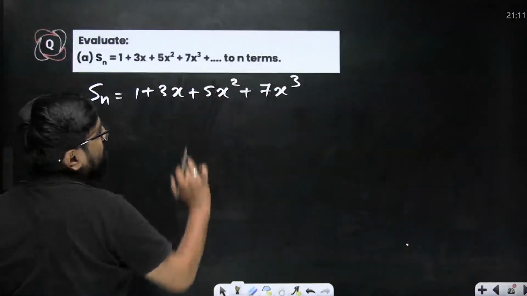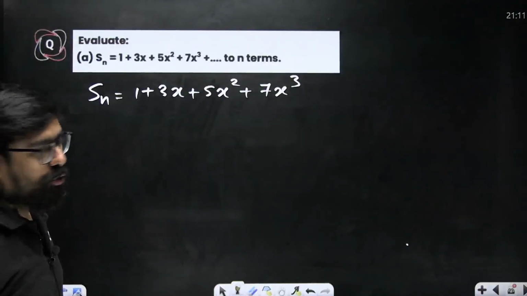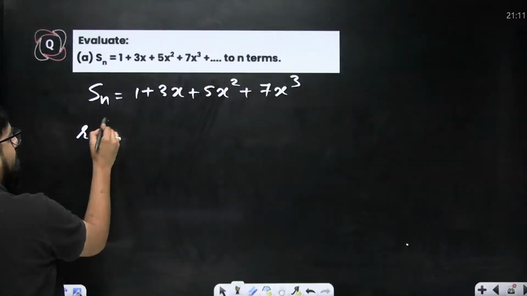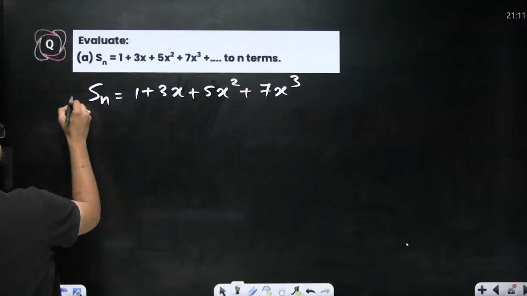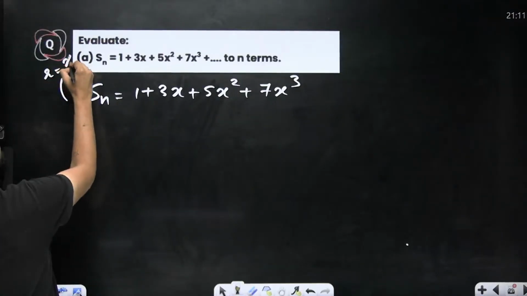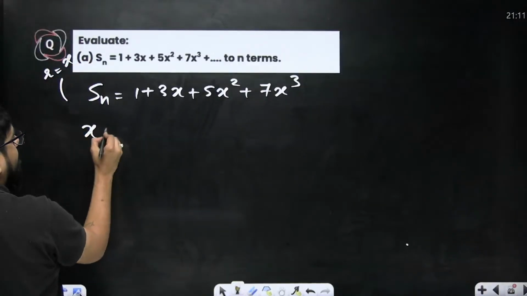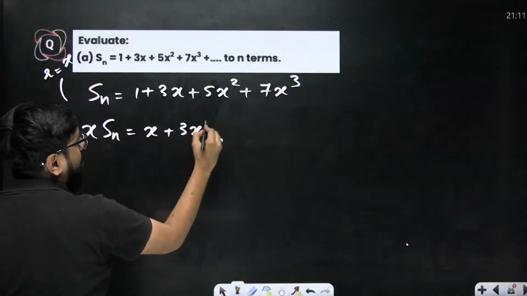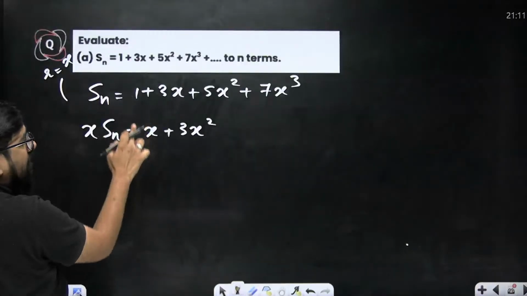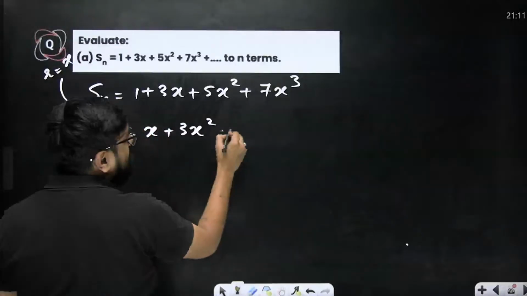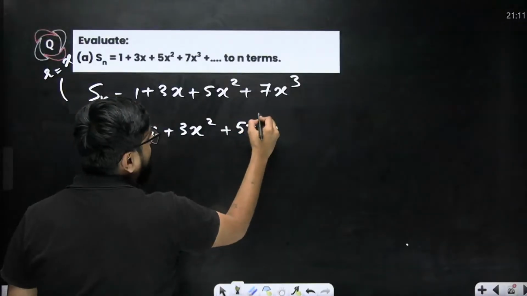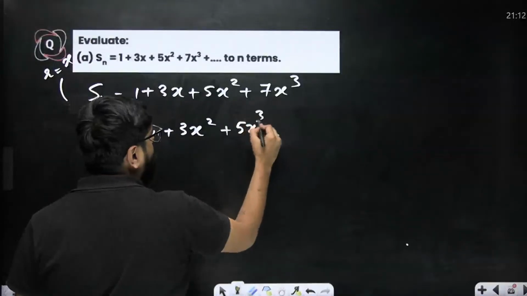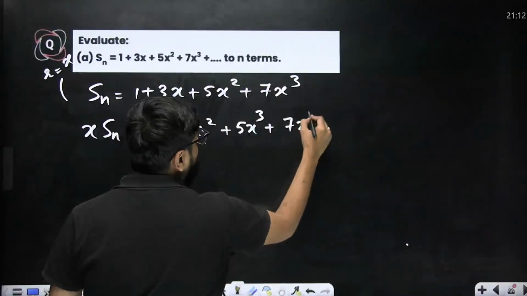1 plus 3x plus 5x square plus 7x cube. This is kind of an AGP. The method is to multiply with r. What is r over here? r is x. So multiply with x. So x into Sn will become x plus 3x square. Every term will get multiplied with x. 1 into x is x, 3x into x is 3x square, 5x square into x is 5x cube, 7x cube into x is 7x to the power 4.